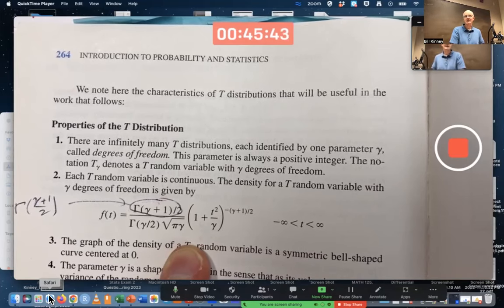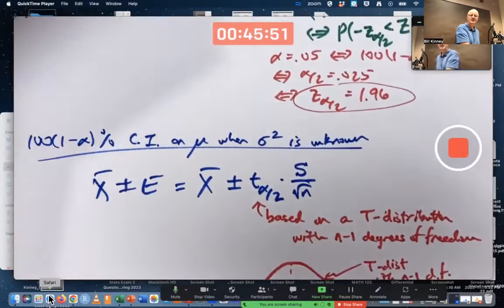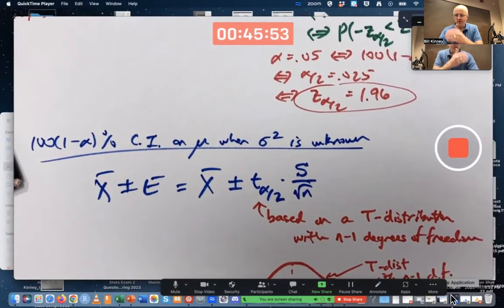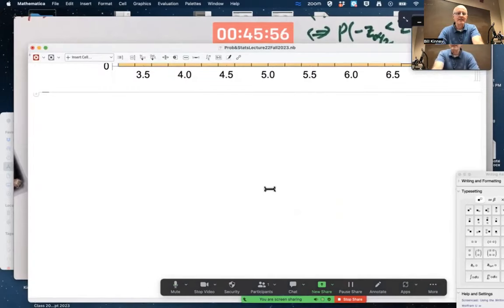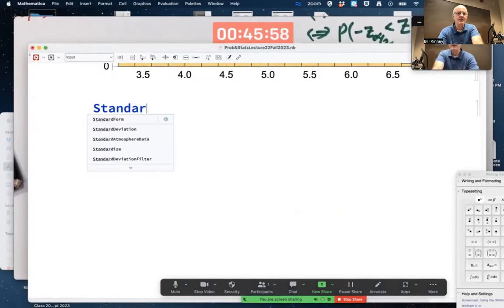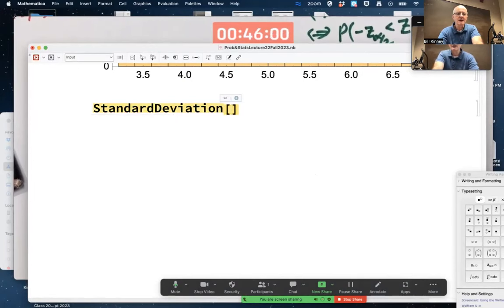Second moment, integrate t squared times that. That sounds harder. Find the variance with the computational formula, take its square root to find the standard deviation. Let's just ask Mathematica what it is. Mathematica, what's the standard deviation of the student t distribution?